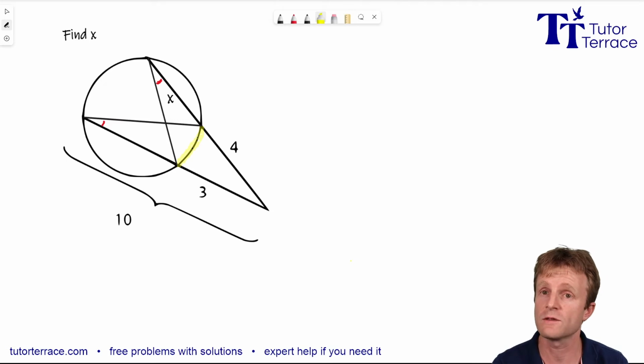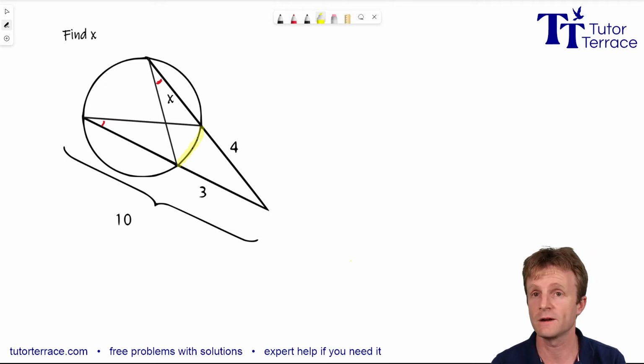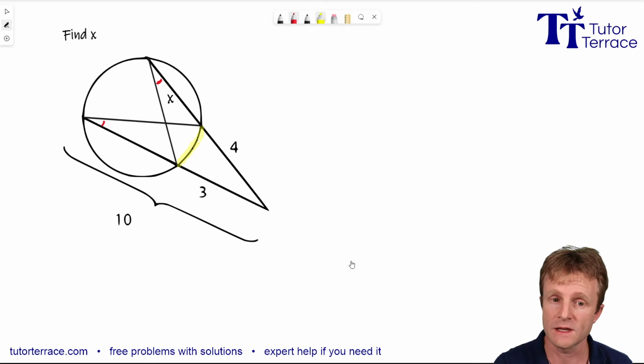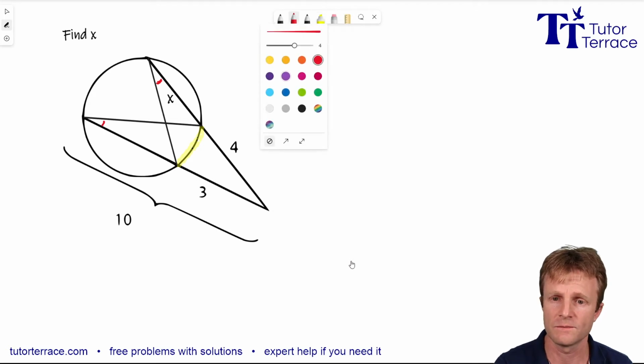Remember, if 2 out of the 3 angles agree in a pair of triangles, they're similar, right? Because the third angle is also the same, since the angles in a triangle always add up to 180. So now we can make some similar triangles.